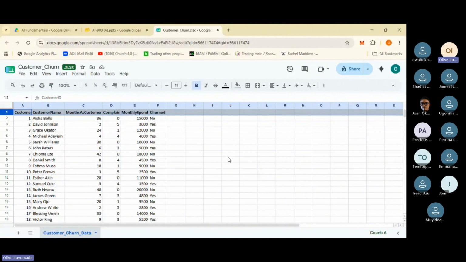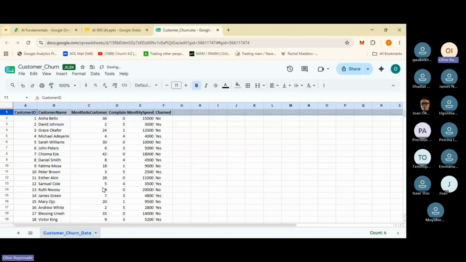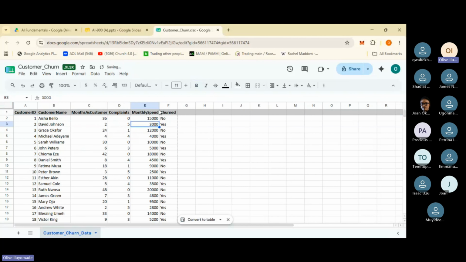So we have our customer ID, that's just the index number. Then we have customer name. Then we have how many months they have been customers. How many complaints have they made? And monthly spend.